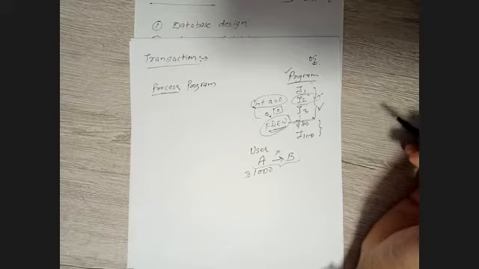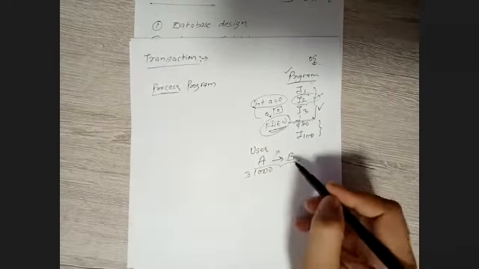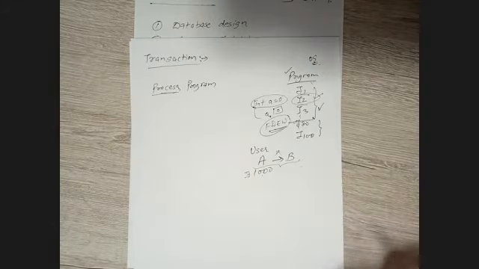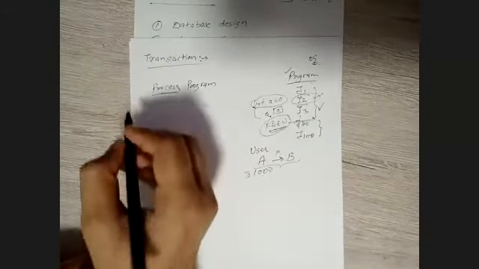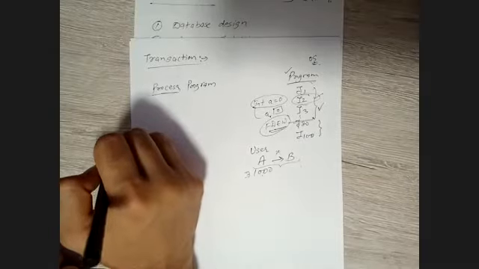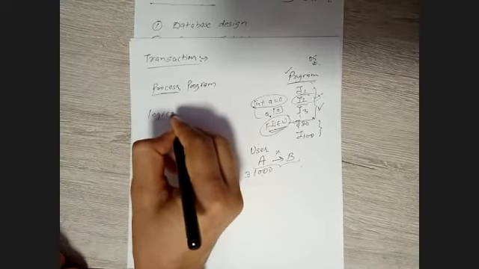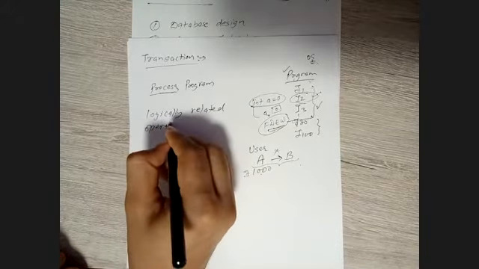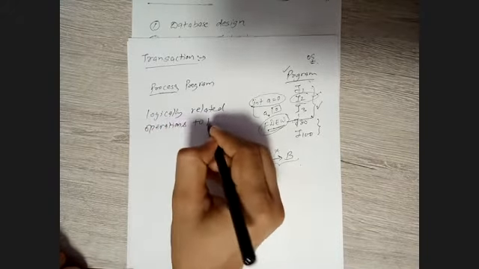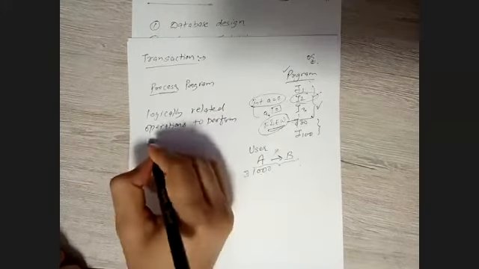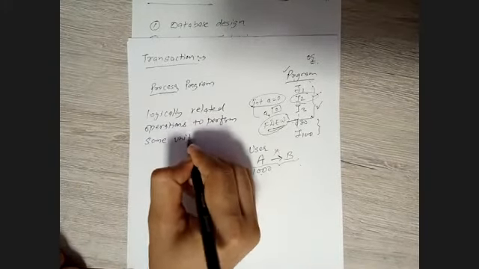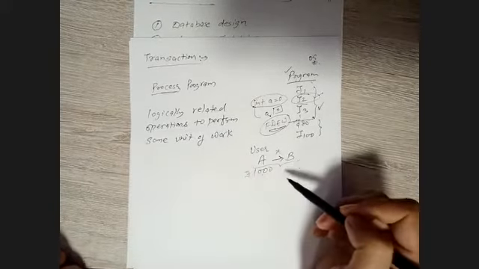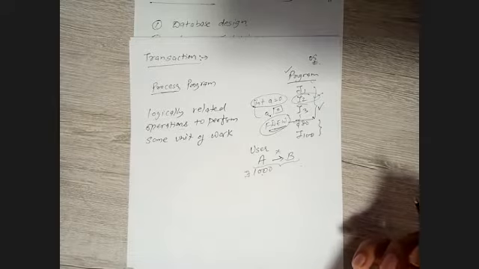See, what we have actually done here is a logical piece of work. We have transferred an amount from account A to account B. So we can formulate a definition here. What is a transaction? A transaction is basically a set of logically related operations performed to accomplish some unit of work. What are these operations? We'll understand when we talk about the transaction.